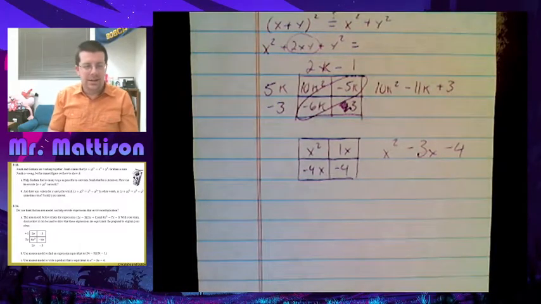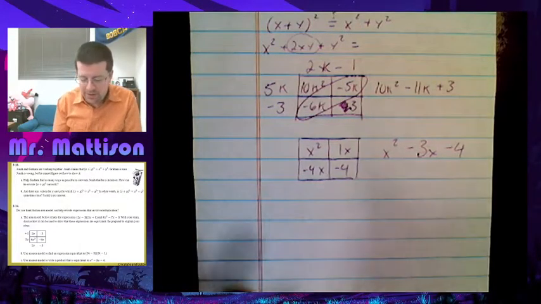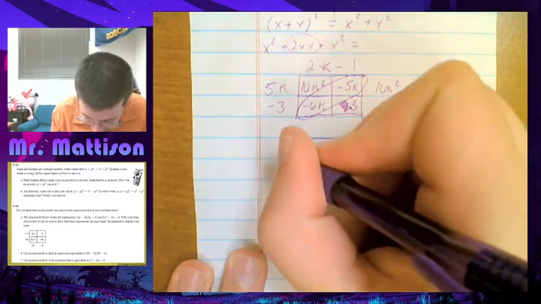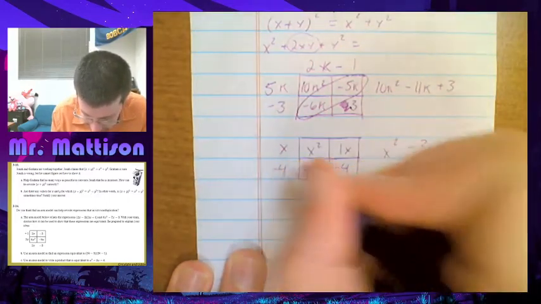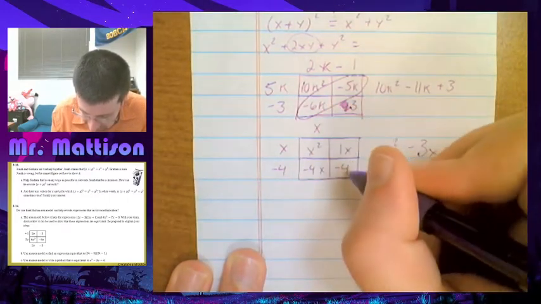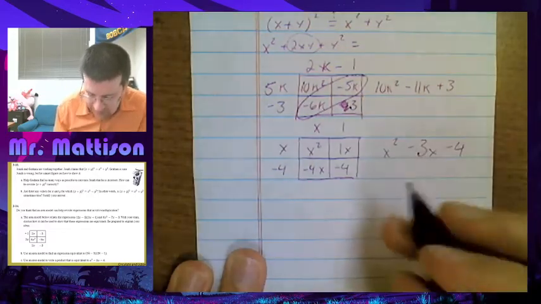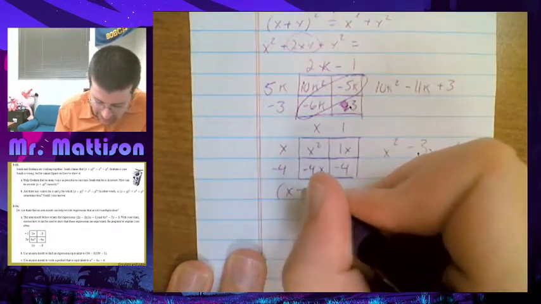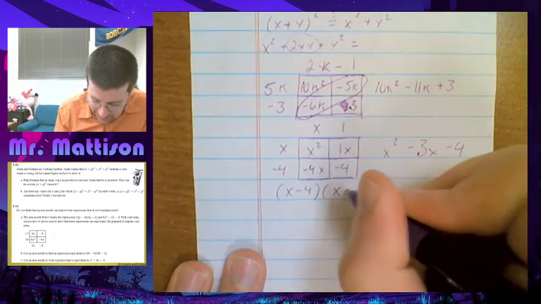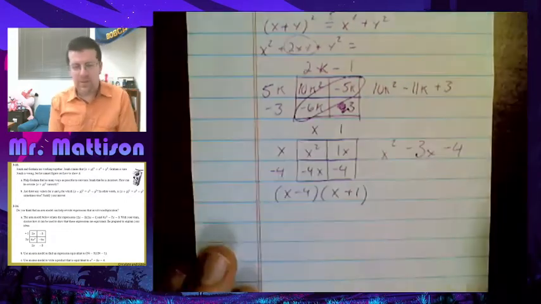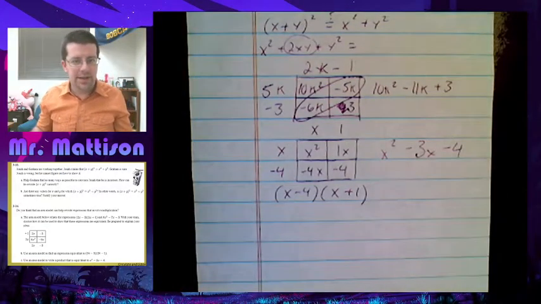So then I can do that greatest common factor out. So here I can pull out an x, here I can pull out a negative 4, here I can pull out an x, here I can only pull out a 1. So then that factors into x minus 4 and x plus 1. So that is effectively the process.